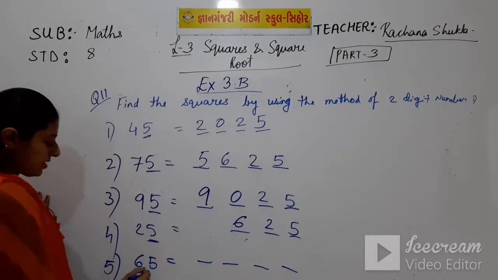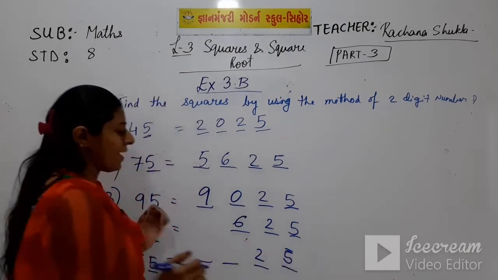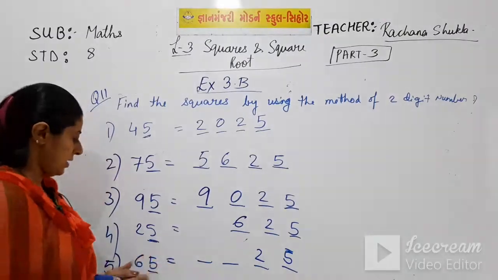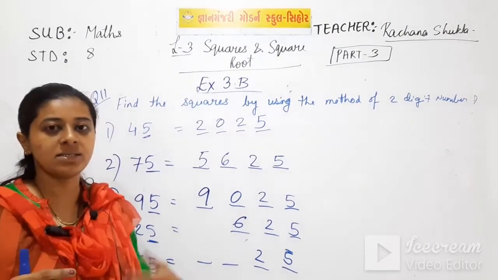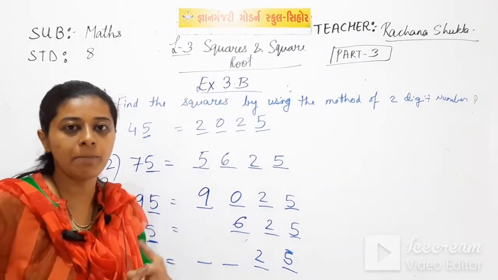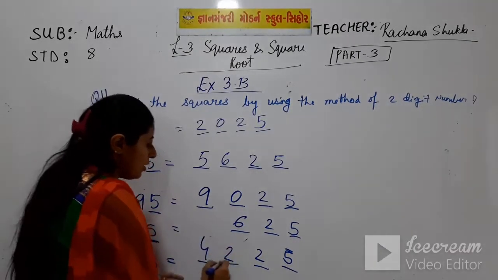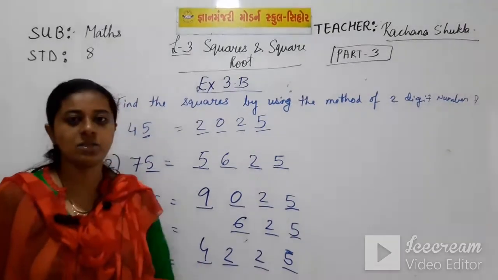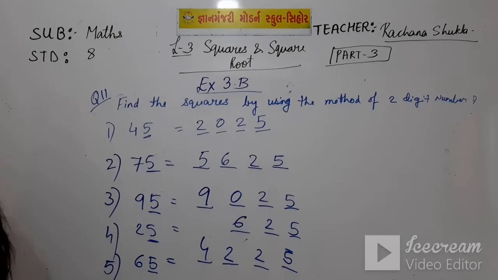5 here. So the last two digits will be 25, the square of 5. And 6. What comes after 6? After 6 it comes 7. Multiply both the numbers. 6 7s are 42. 4225 is your answer. Now write all this in your fair book.